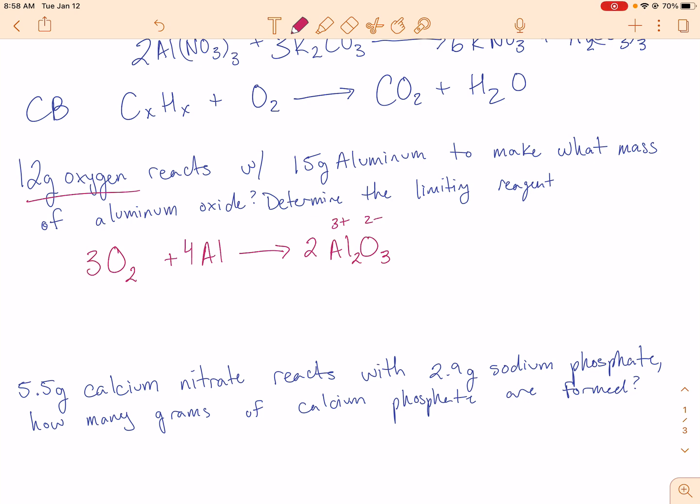So once you've written your equation, then you can go ahead with your 2 different values, and you can convert those both into moles. Then you would need to do your mole to mole, and then you can convert into grams of Al2O3. Again, whichever one is smaller is your limiting reagent.